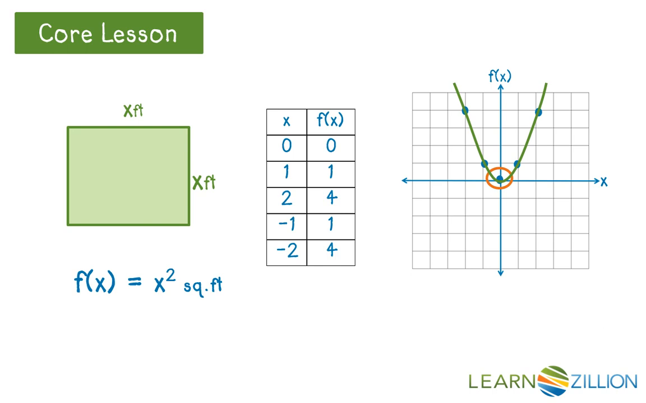Its value represents the length of the side that makes the area 0 square feet. Of course, there really isn't any square with an area of zero, so we have to imagine one for the sake of mathematics.